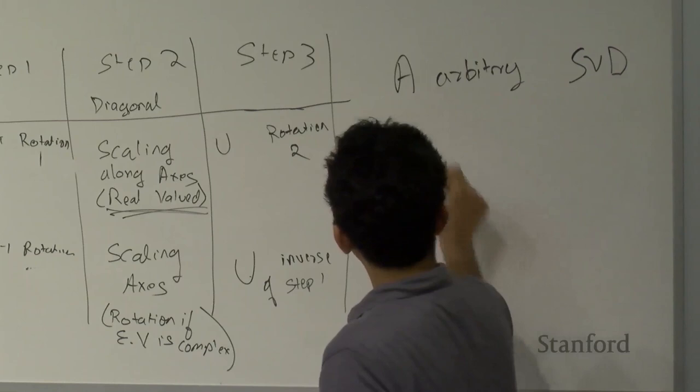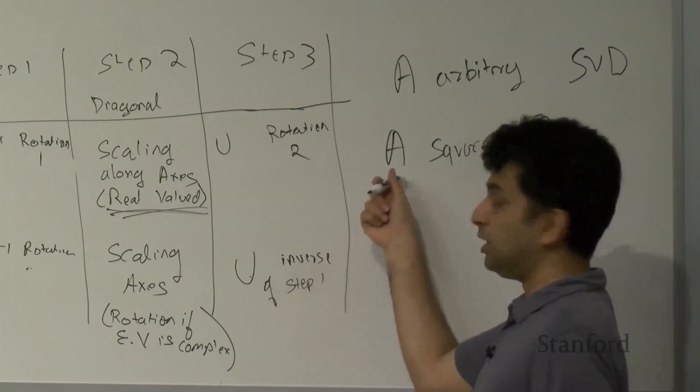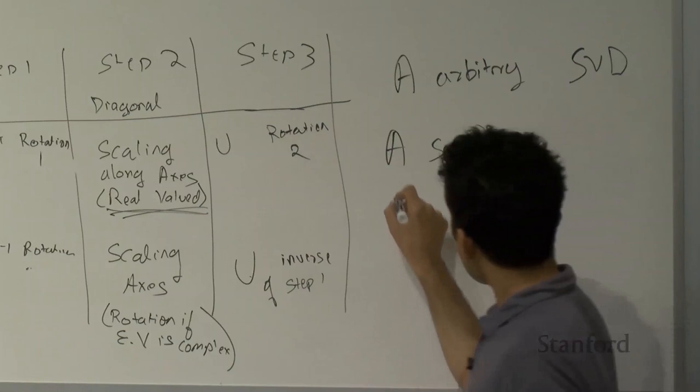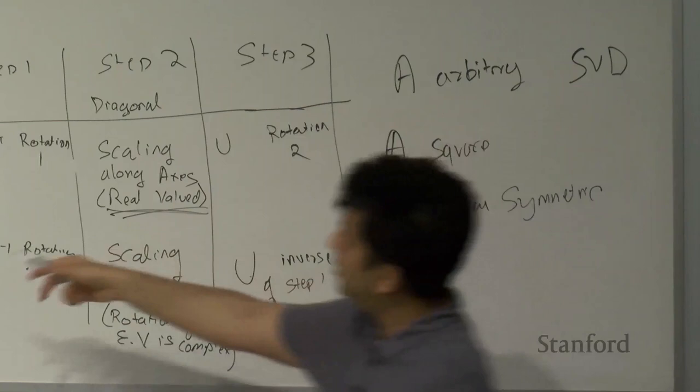If A is square, you can still do SVD, but you can also do an eigenvalue decomposition. Some eigenvalues may be complex, but if you do an SVD on a square matrix which is not symmetric, you still get real valued singular values. And when A is square and symmetric, then SVD and eigenvalue decomposition are the same. You get the same U, the same S and D, and V transpose and U inverse will be the same.